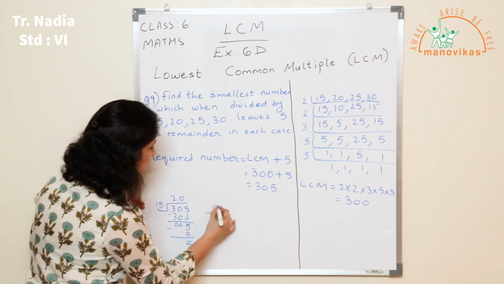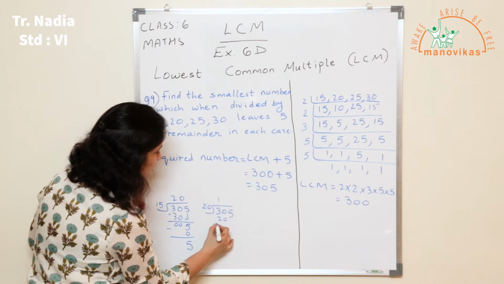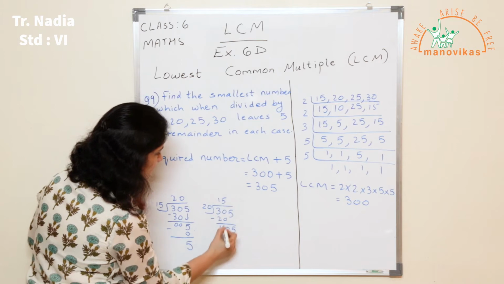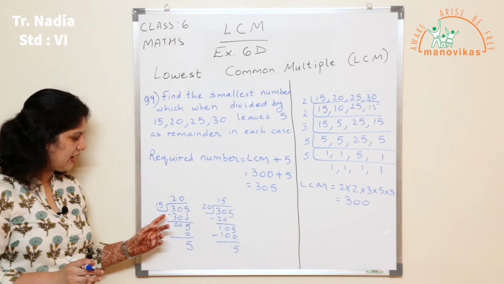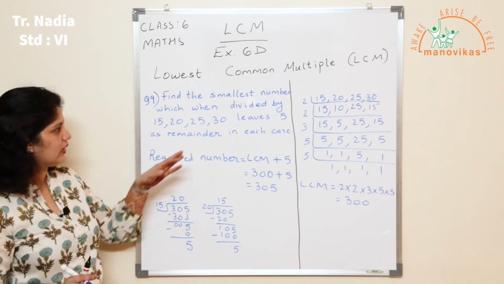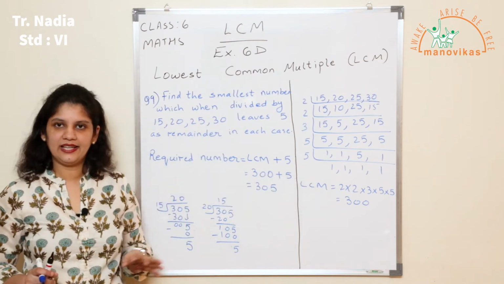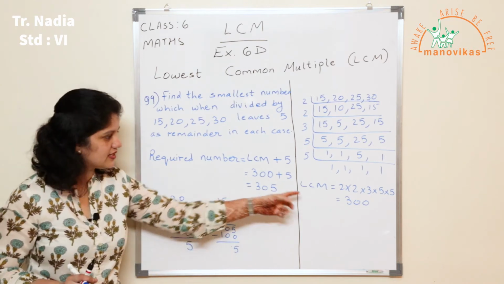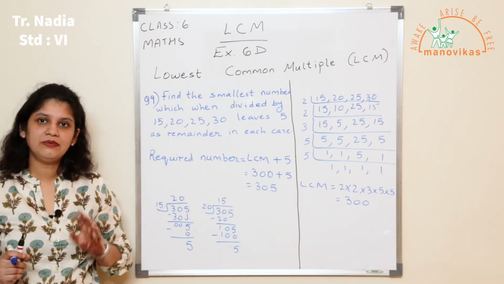Let us try dividing 305 by 20. I'll say 20 ones are 20. Get the 5 down. 20 zeros are 0. Again, remainder 5 here. So you can see every time I'm dividing, I'm getting remainder 5. So I got my required number, the smallest number that can be divided, first by finding the LCM. But since I wanted a remainder 5 every time, to the answer that I got as LCM, I added 5. So the required number became 305.